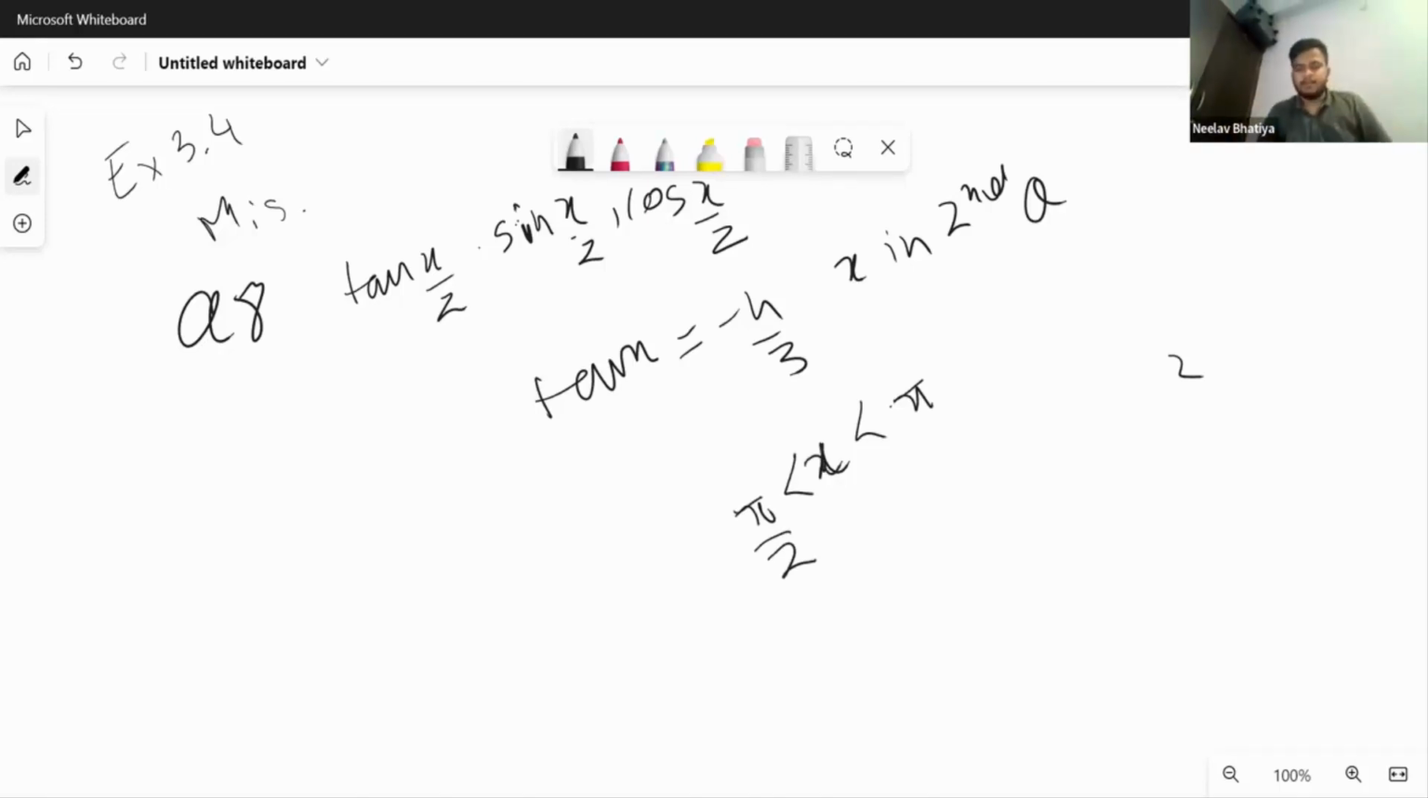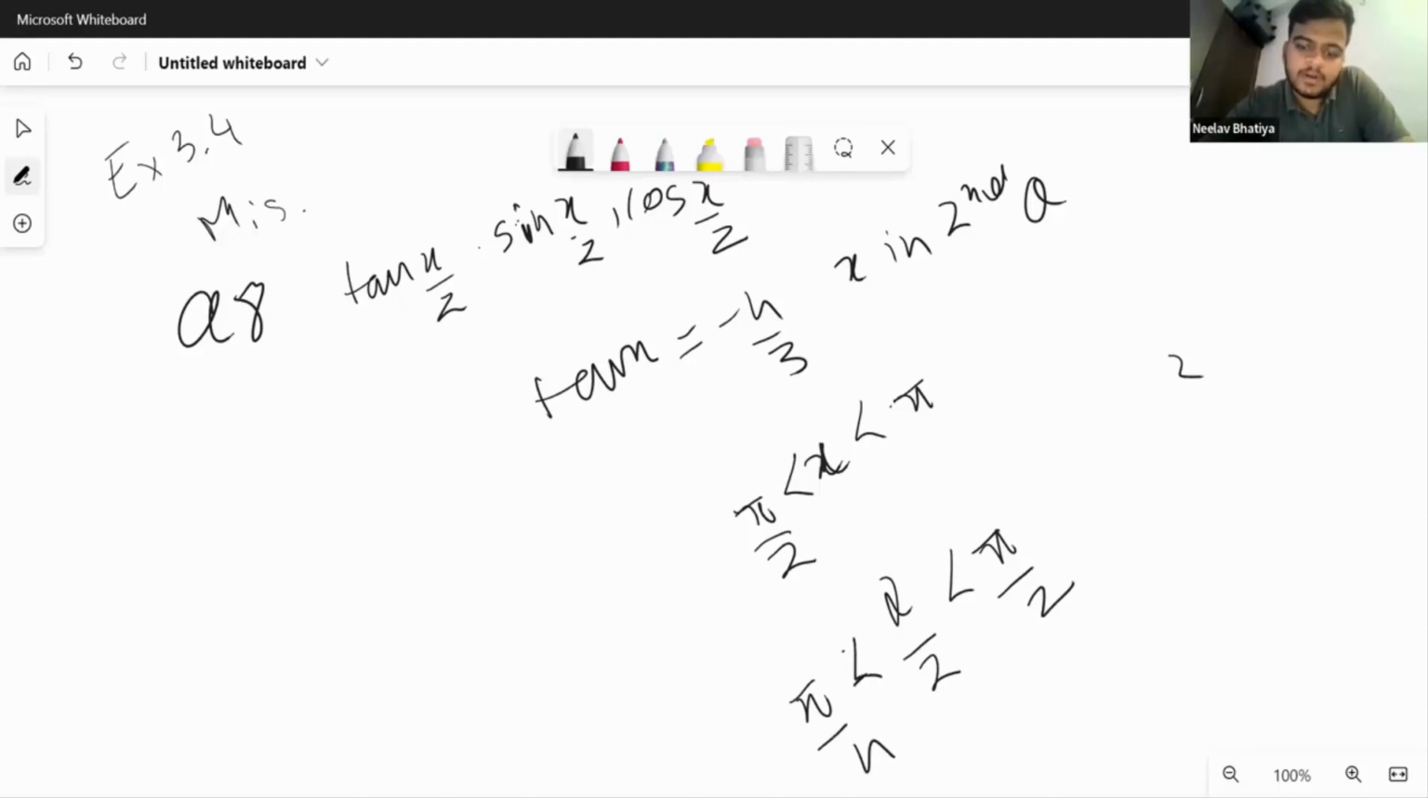Now, when x is in the second quadrant, can we write this? We can, right? Because x is in the second quadrant. So when x is in the second quadrant, x by 2 is in the first quadrant. If x by 2 is in the first quadrant, tan, sin, and cos all are going to be positive. No doubt in that, right? We know the formula of tan x by 2. We do know that, right? Let us try and solve it using those lines.